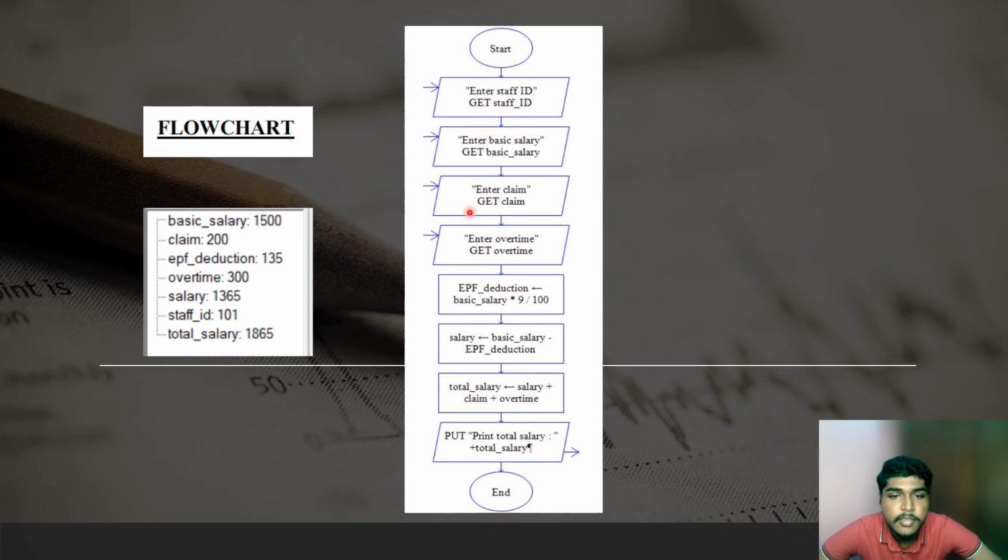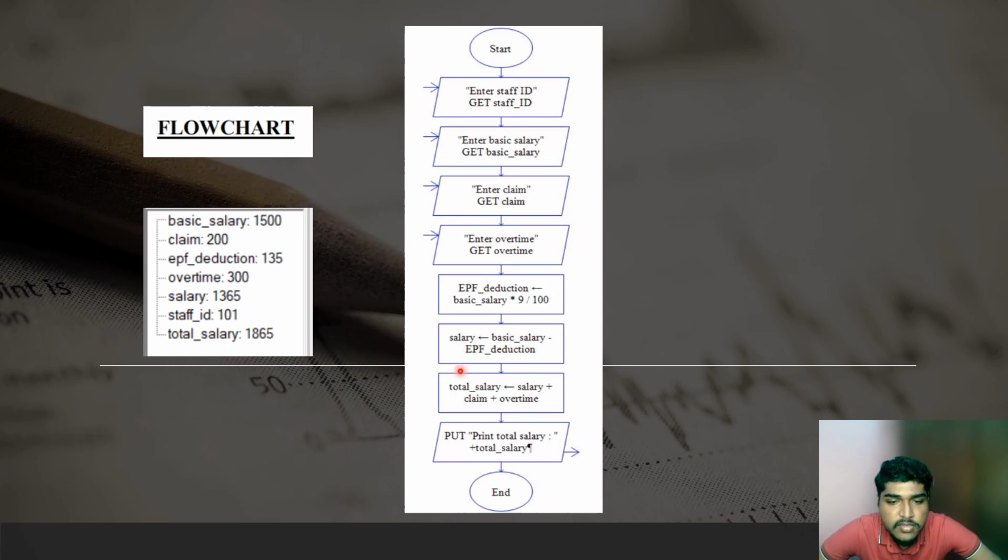And the third input will be: open the double quotation, enter claim and close the double quotation, and type again claim. And the last input will be: open the double quotation, enter overtime and close the double quotation, and type again overtime. After this, we will continue with the process. The first process will be EPF deduction. To find the EPF deduction, the basic salary has to be multiplied by 9/100, which is 9%. The second process is to find the salary. For the salary, the basic salary has to be minus the EPF deduction.